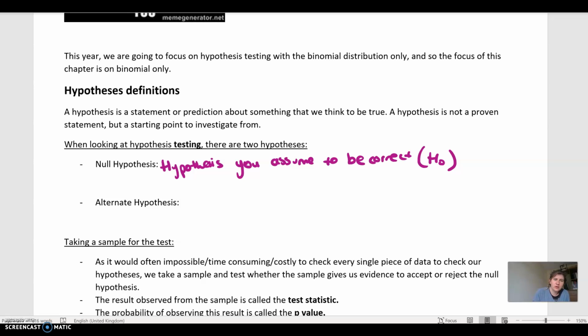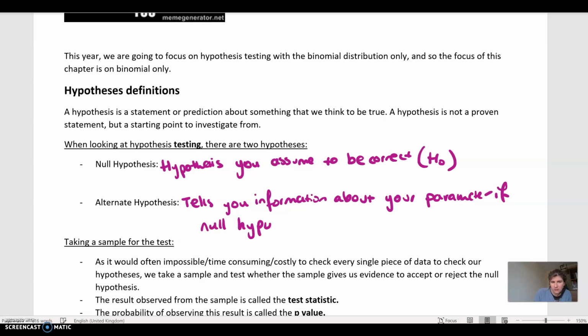The alternate hypothesis tells you information about your parameter if the null hypothesis is rejected. Okay, and we call that H1. So what happens is you make a hypothesis, that's your null hypothesis, what you're assuming to be correct. If you find that that is not correct, then you have this backup hypothesis, this alternate hypothesis, and that tells you information if your null hypothesis is rejected.